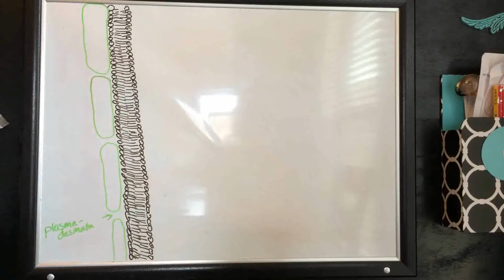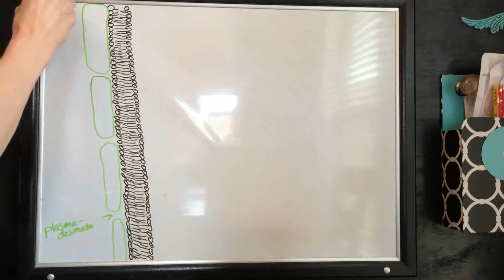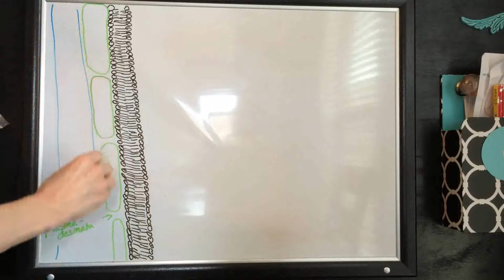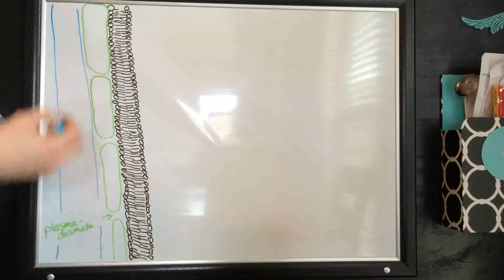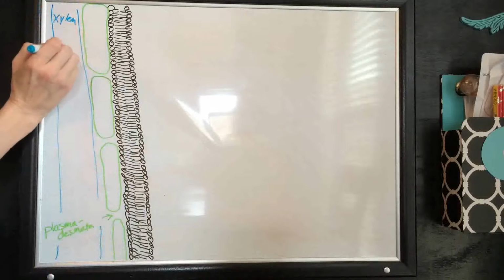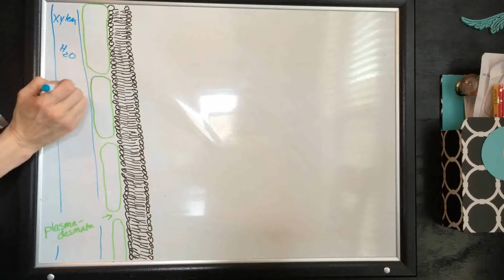Okay, and then external to that, all the cells need a source of water. And so remember those little tiny capillary looking tubes that we talked about in class? Then each of these cells will be really in close proximity to a xylem. And the xylem will be carrying H2O.